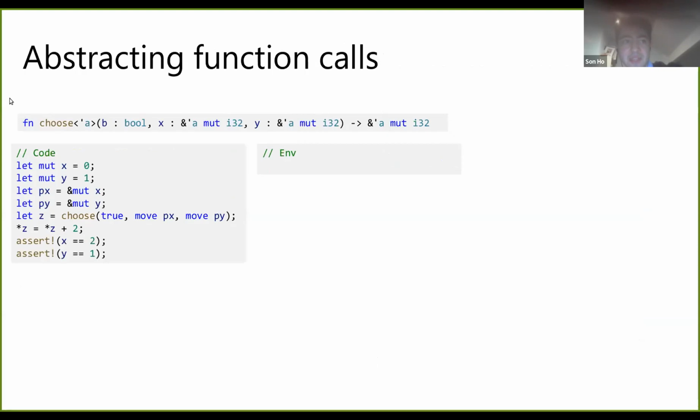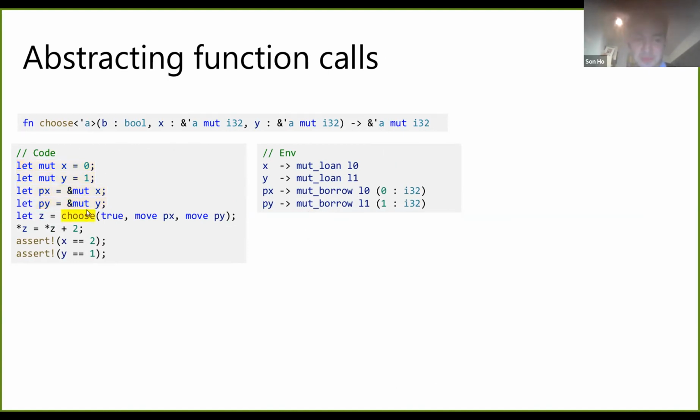And now let's see how we handle the function calls. So I'm going back to the choose example from before. And if we evaluate the beginning, it's pretty simple. We initialize x, we initialize y, and we borrow them through px and py. And this gives the following environment. X maps to a value which has been borrowed by px, y maps to a value which has been borrowed through py. Now comes the interesting part.